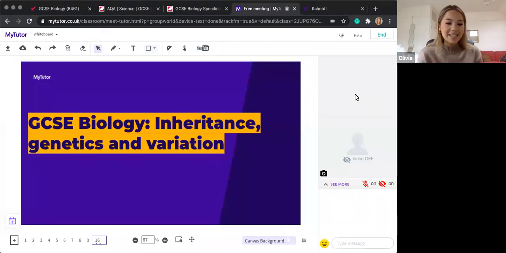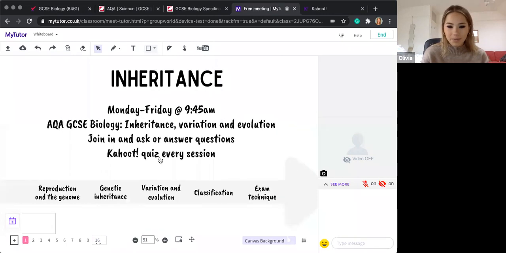So today's lesson, we are going to have a look at inheritance. So lots of looking at Punnett squares, inherited disorders, and that sort of thing. I'll go through all of the learning objectives and everything in a moment. Okay, let's get this page up.